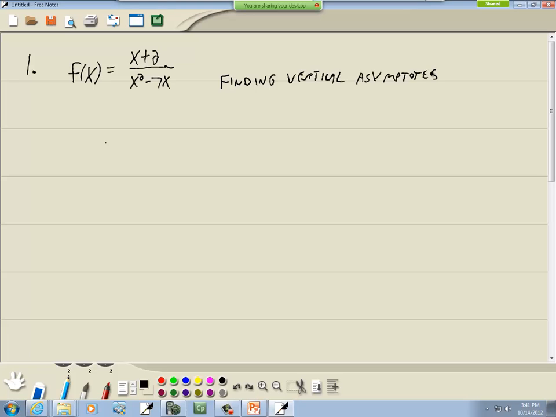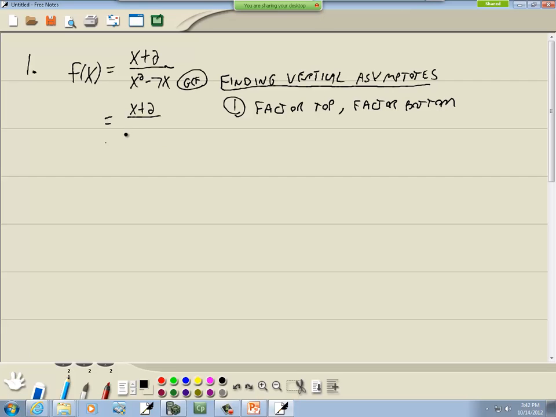So, finding vertical asymptotes. Step 1: factor the top, factor the bottom. So in this particular problem, the top part doesn't factor. The bottom part, though, is a GCF. They have an x in common. So I can factor out an x, and that gives us x minus 7.